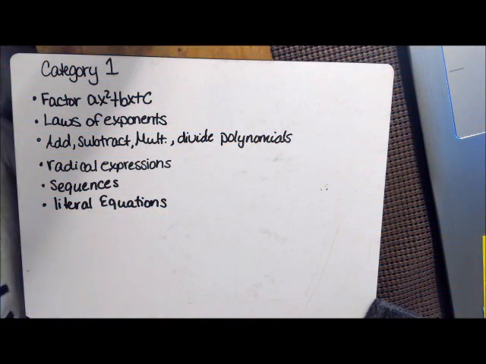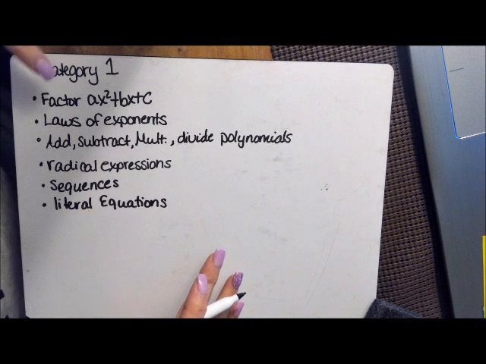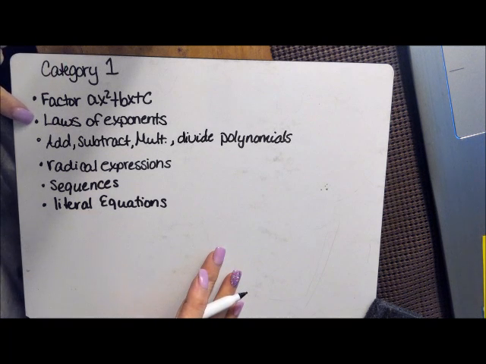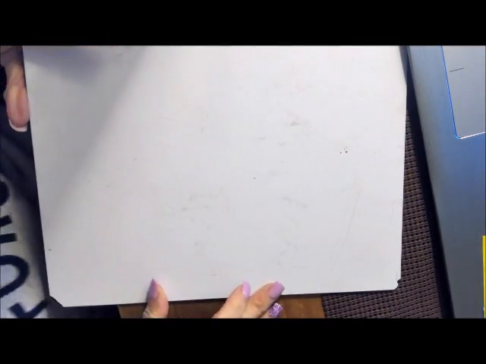So category 1, these are kind of the key concepts from category 1. We need to factor, we need to do our laws of exponents, we need to add and subtract polynomials, work with radical expressions, sequences, and literal equations. There's a lot going on in category 1. So I'm just going to do a brief recap.